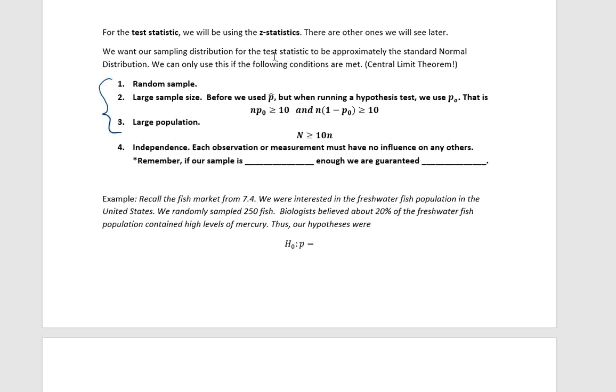So these are conditions that you've seen before, which is that you have a random sample, large population, large sample. The other thing is that you want independence, which means you want each observation or measurement to not influence the other one. The good thing is that usually if our sample is random enough, then we're usually guaranteed independence. Something that would mess this up would be if you had people taking a survey in front of each other and they could see each other's answers. Maybe they're not going to answer as unbiasedly as they would otherwise.